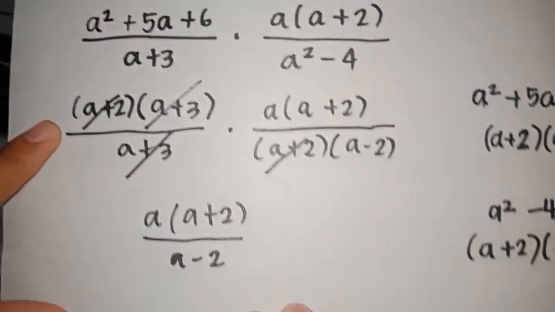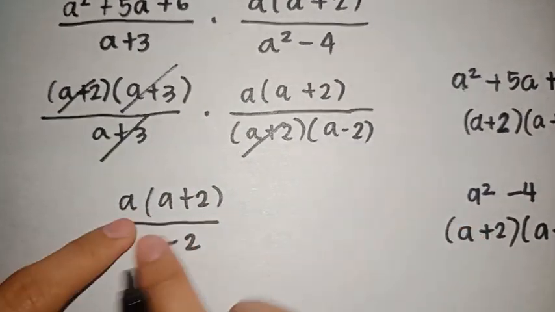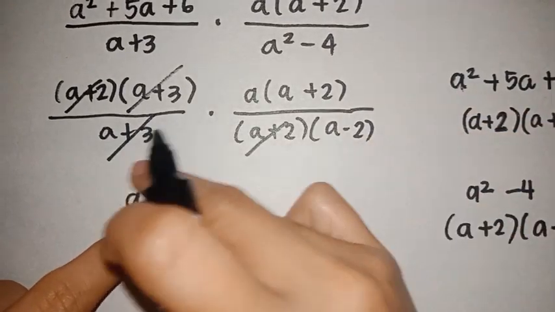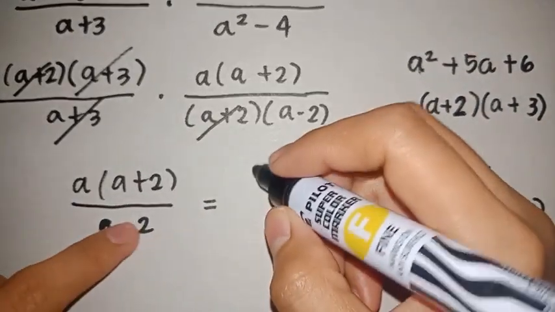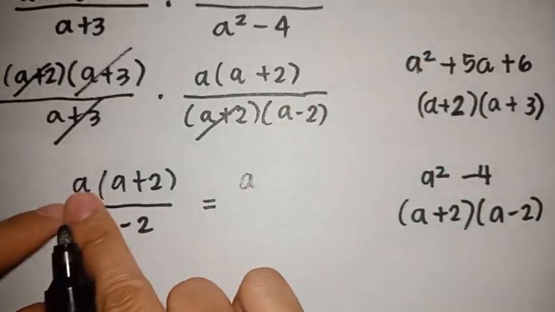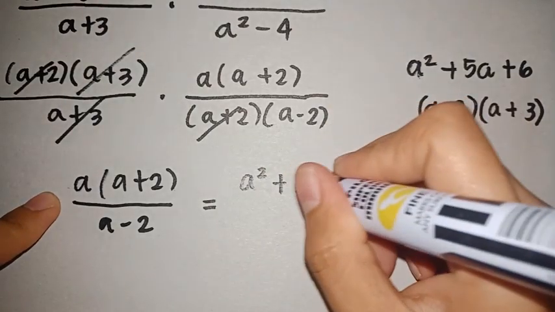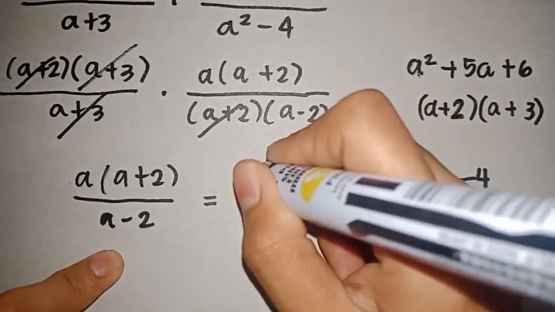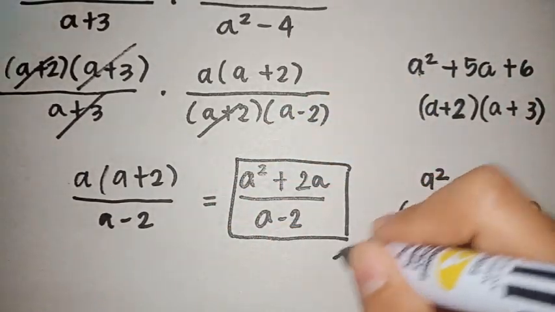Now, in some cases, this is accepted as the final answer. But since there is still an operation, let's distribute that for us to come up with the final and simplest form. We have a times a, that is a squared, plus a times 2, that is 2a, all over a minus 2. So that is our last and final answer.